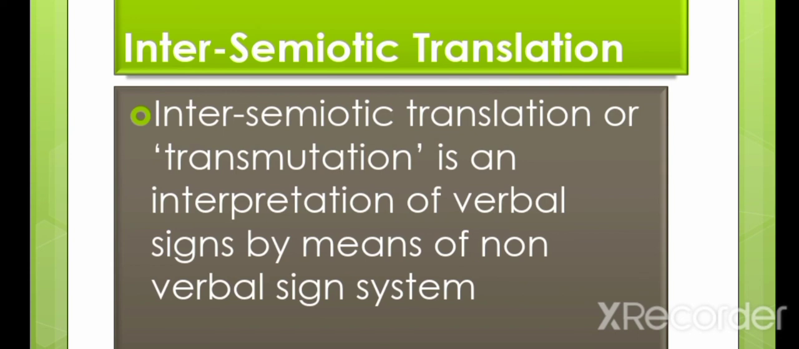Intersemiotic translation, or transmutation, is an interpretation of verbal signs by means of a non-verbal sign system. In this type, we interpret verbal signs with the help of a non-verbal sign system.